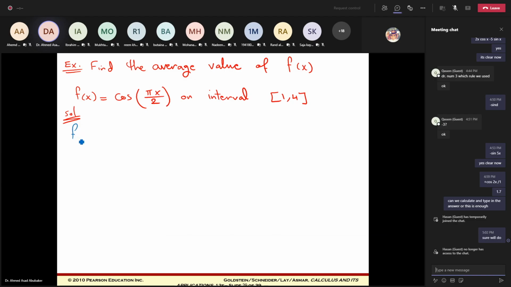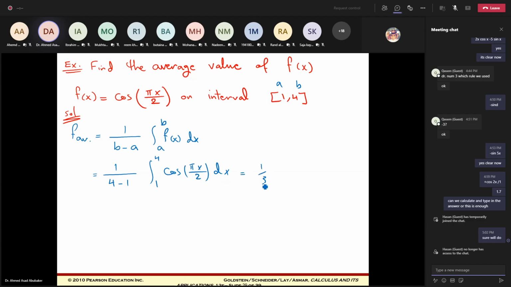To find the average value, f average equals 1 over b minus a, integral from a to b of f of x. This is a and this is b. So we have 1 over 4 minus 1, integral from 1 to 4 of cosine pi x over 2 dx. This is equal to 1 over 3, and the integral of cosine is sine pi x over 2, over the coefficient of x, pi over 2.